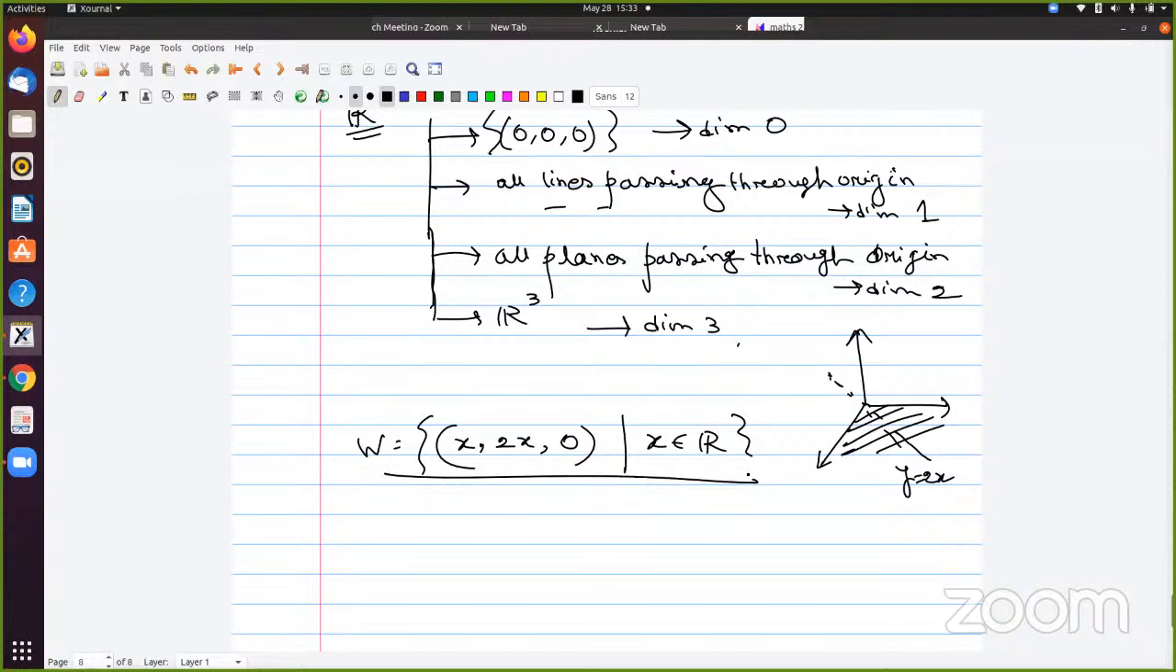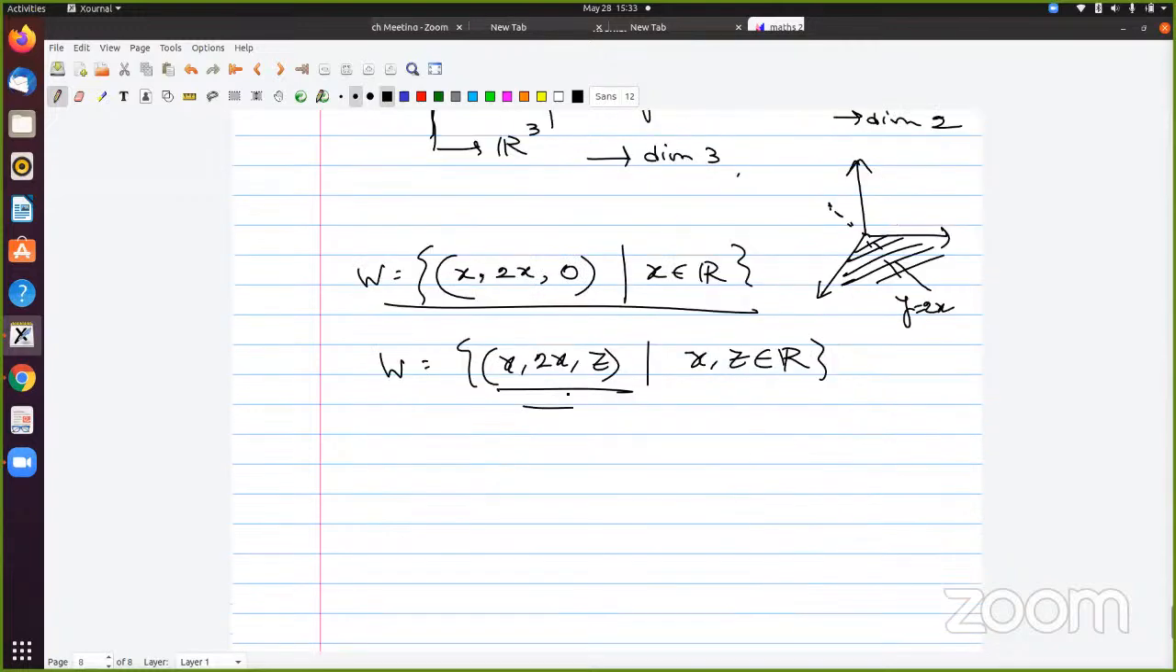How many independent variables are there now? Sir, only one. Only x. Fine. Do you have any doubt till this point? Sir, why can't z also be independent? No, if you take z here, then that will be a plane. Suppose you take x, 2x, z. So there are 2 variables.